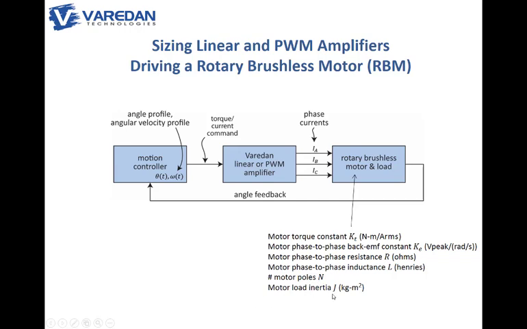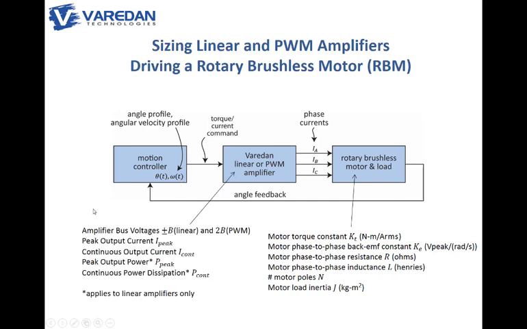Also the motor load inertia J, which includes mass or inertia inside the motor and inertia outside the motor, expressed in kilograms meter squared, for example. With these parameters and the angular velocity profile, we can specify these 5 amplifier requirements.